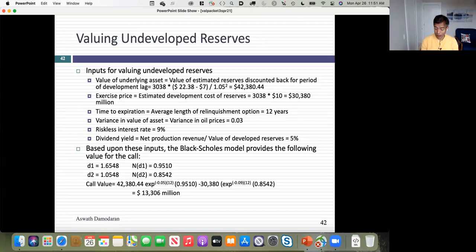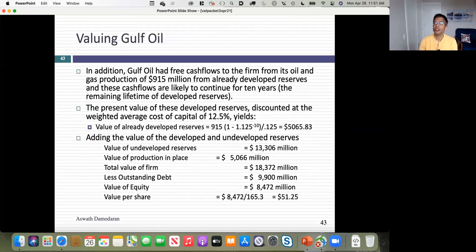So again, as with the patent, you can see the allure of options is you add a premium on top of a DCF. And as with patents, I decide to value the whole company. And if you're valuing an oil company using this approach, here's how you have to do it. You have to take the developed reserves and value them using a traditional DCF. So what you see here is the developed reserves throw off $915 million in cash flows every year. The cost of capital in an oil company is 12.5%. The present value of $915 million every year for the next 10 years is about $5.07 billion. That is the value of my developed reserves producing cash flows for the next 10 years.